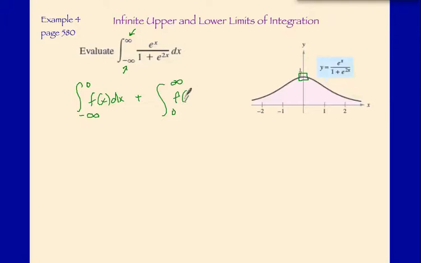Both of these are improper integrals, but this is the way we have to handle the situation when both endpoints of integration are infinite. Now for each improper integral, we're going to have a limit attached to it. So let's start with this first improper integral, which is going to be the limit, and we'll use a, it doesn't really matter what letter you use, as a approaches negative infinity from a to 0 of our function.